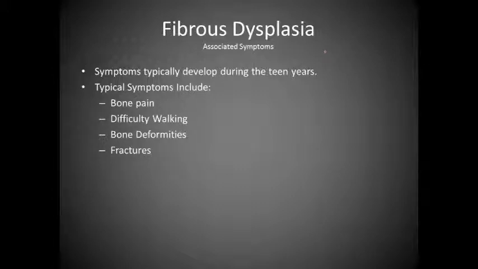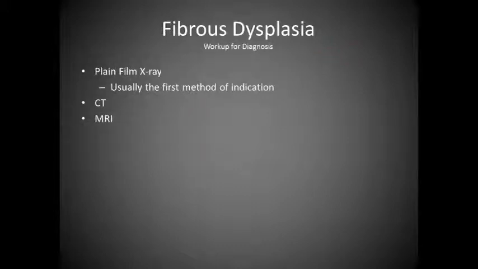Symptoms typically develop during the teen years, and remember we said that it's during periods of abnormal or rapid bone growth, and that's best represented in the teen years. Typical symptoms include bone pain, difficulty walking, bone deformities, and even fractures. Each of these can be a symptom of fibrous dysplasia.